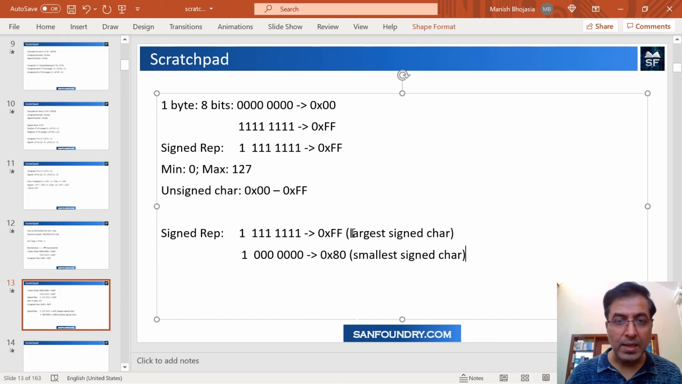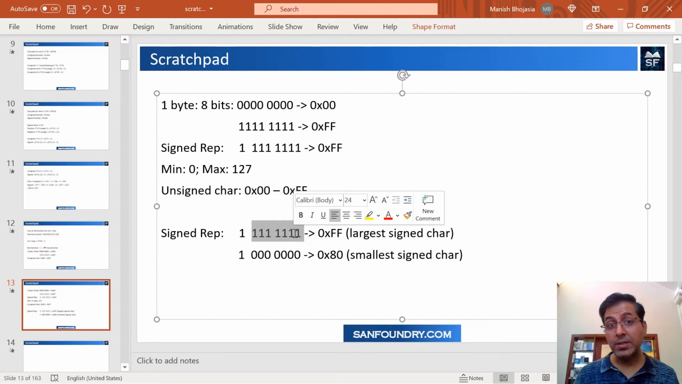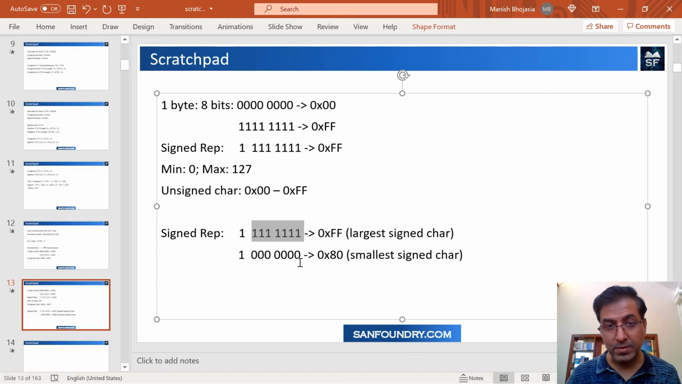Now why am I saying largest and smallest? For the time being, if you simply ignore the sign, let's look into this. These are all ones, so what do we say? Yes, this is the largest number. All ones means the largest number. All zeros means the smallest number. So when you talk about 1 followed by zeros, ignore this 1 and see. So this is largest and this is smallest.